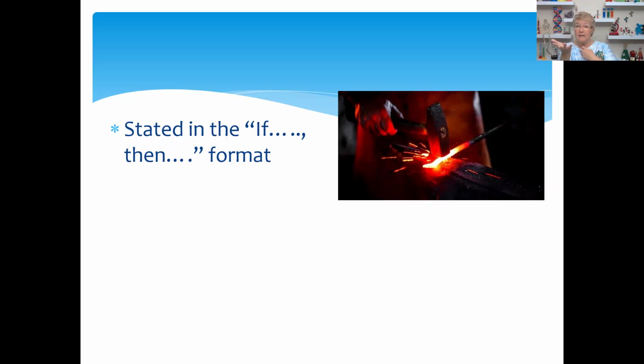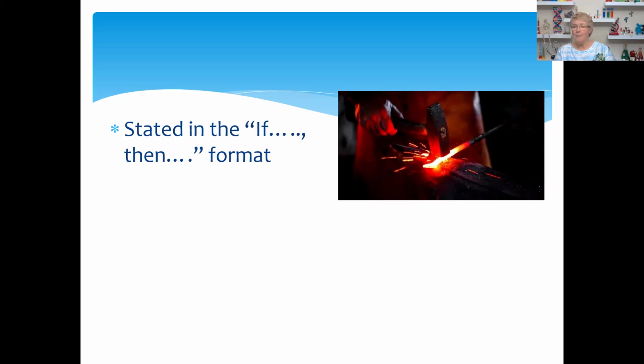The if is what the experiment is, getting 8 hours of sleep. It also tells me what I'm going to look for. I'm going to look for improved test scores, right? If-then, that's the magic of the if-then hypothesis. It tells us what we're going to do, and it tells us what we're going to measure or look for. Here's another one. If you drop a ball, then it will fall toward the ground.